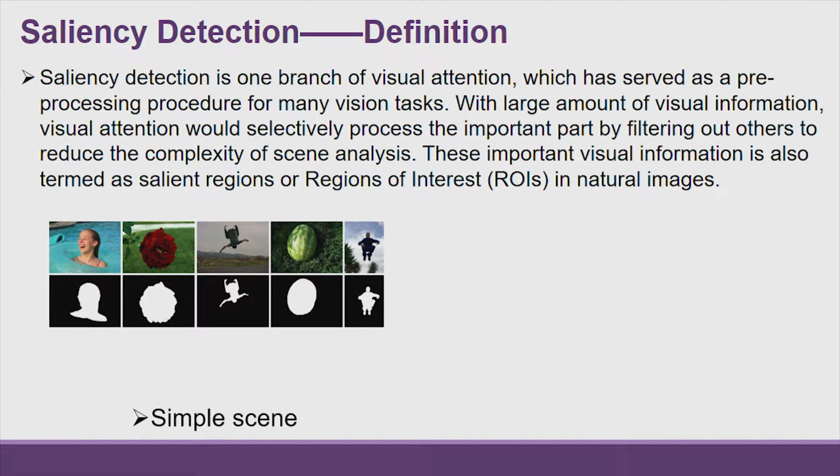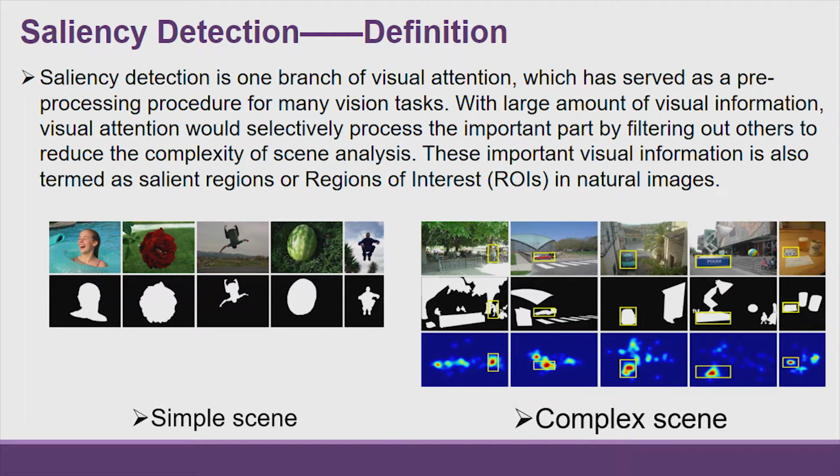Here in the first row, we can see some original images with a simple scene. In this situation, it is easier to detect the salient object. But in this other case, there are some original images with a complex scene, so we can see in the ground truth that it can detect more than one salient object. In this situation, sometimes we can use the eye tracker, as the third row shows. The region in the yellow frame means this part is more salient.